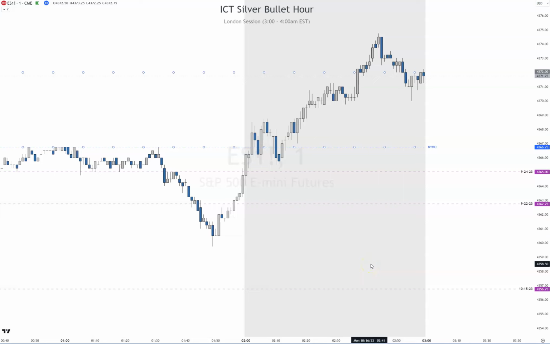Today I want to go over the London Silver Bullet for Monday, October 16th. So before the 3 o'clock hour, let's say what some of these lines are. This is the new week opening gap right here, these two lines, and then there's another new week opening gap from October 15th. And then this is the New York Midnight Open, okay?